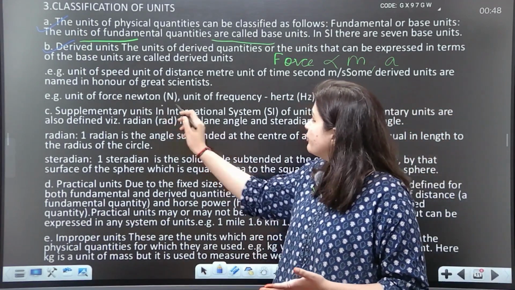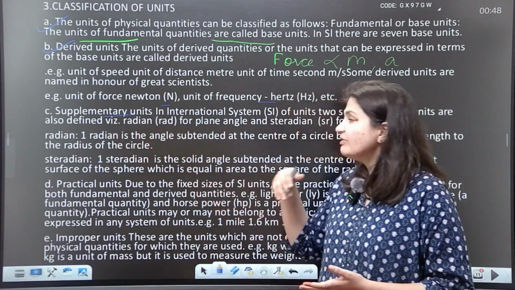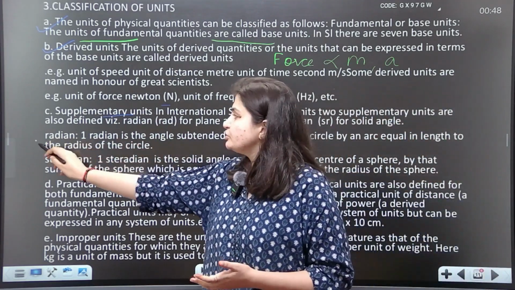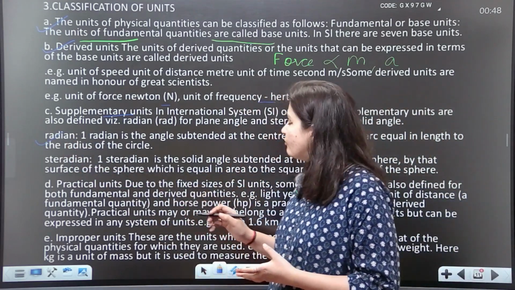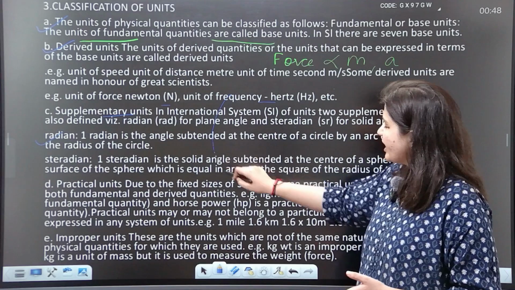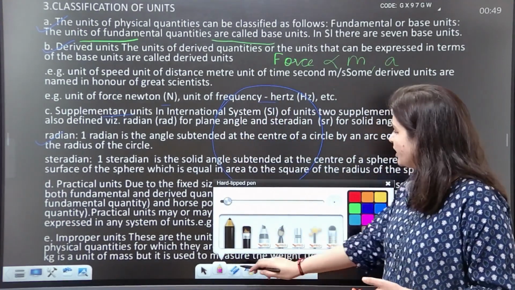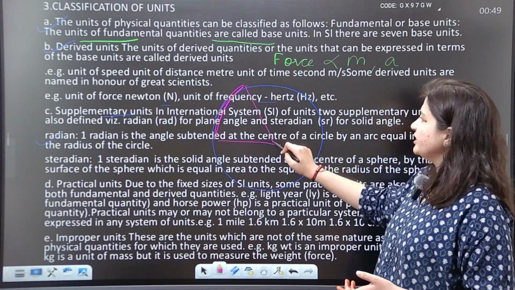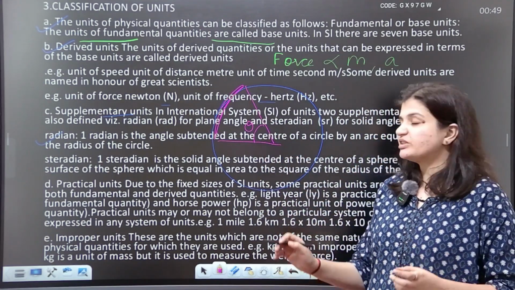So force, frequency. Then come the supplementary units, like the steradian and radian. These are used to measure angles. So what is radian? If we have a circle, what is the angle subtended by its arc? We measure this angle theta. Theta is used to measure this angle.